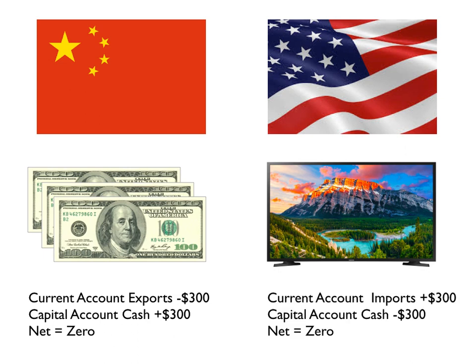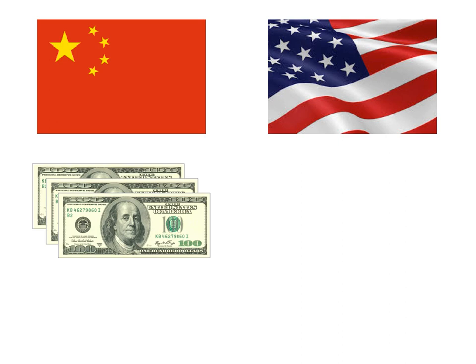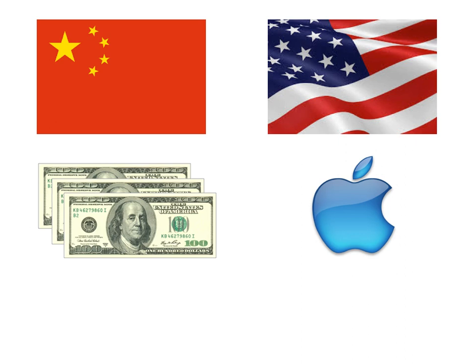On the U.S. side, the current account would show a $300 increase with the import of the good, but your capital account would show a $300 negative because you're using that cash to buy the TV. So your net, once again, is zero. All right, does that make sense? So what does China do with the $300? Well, if China wanted to buy Apple stock, they would take the 300 and buy the number of shares that they want with that Apple stock.